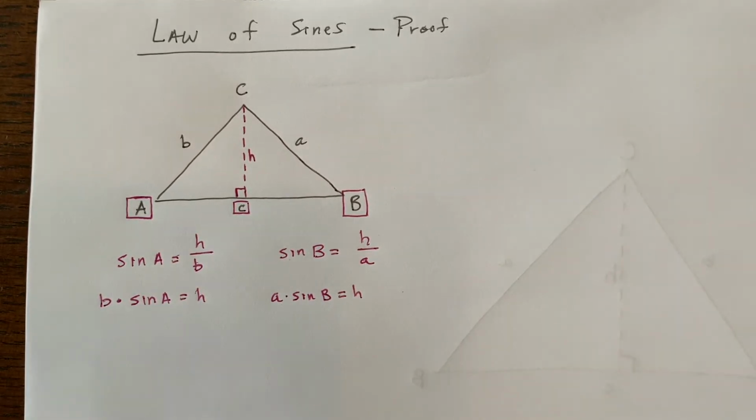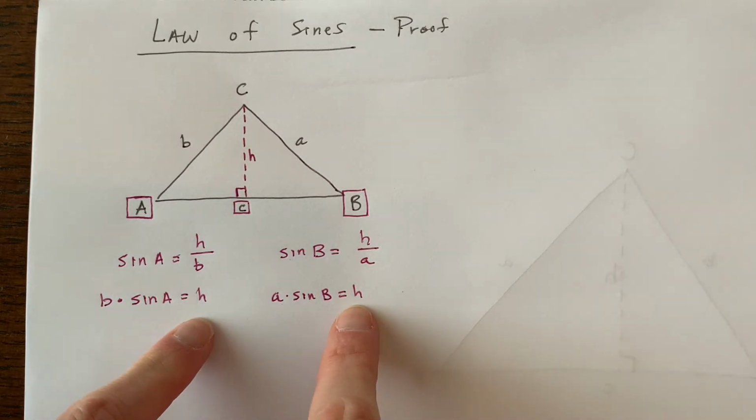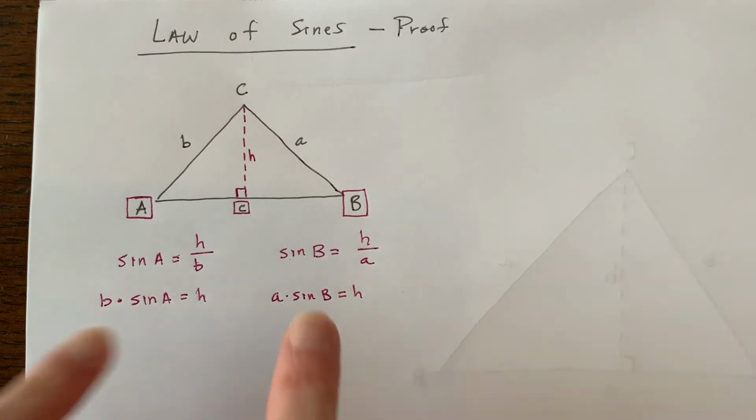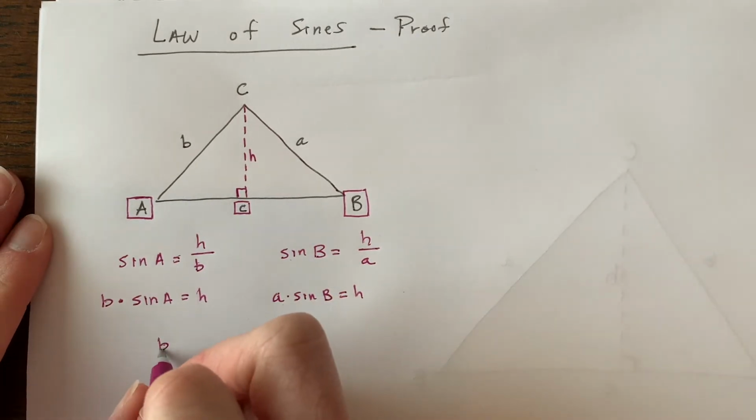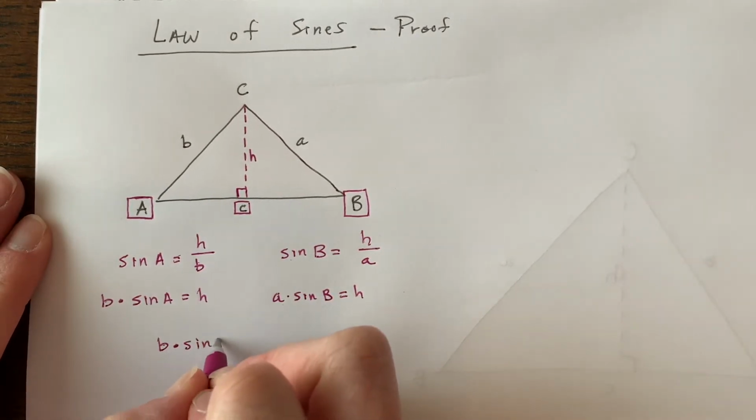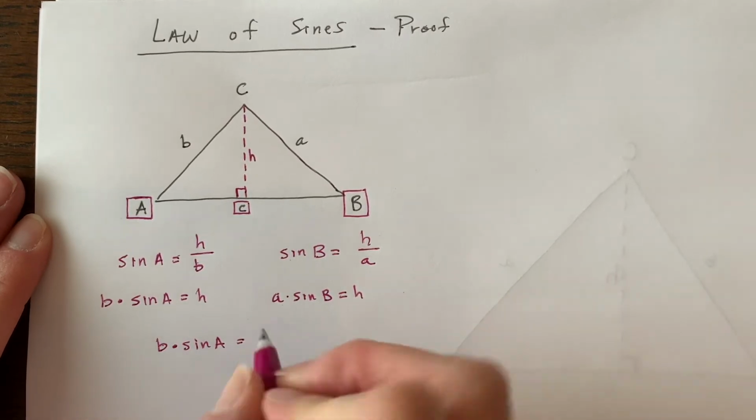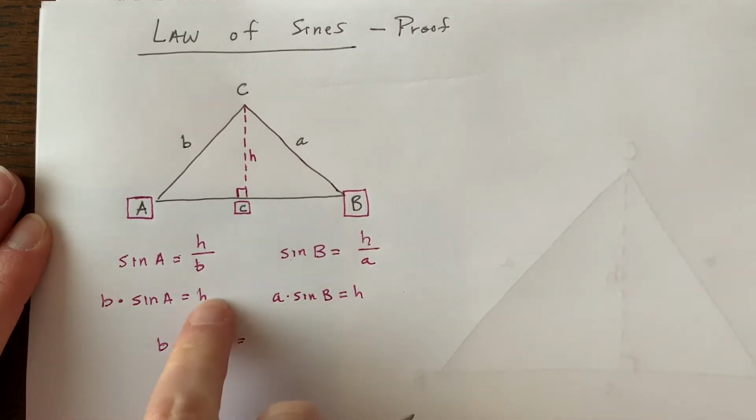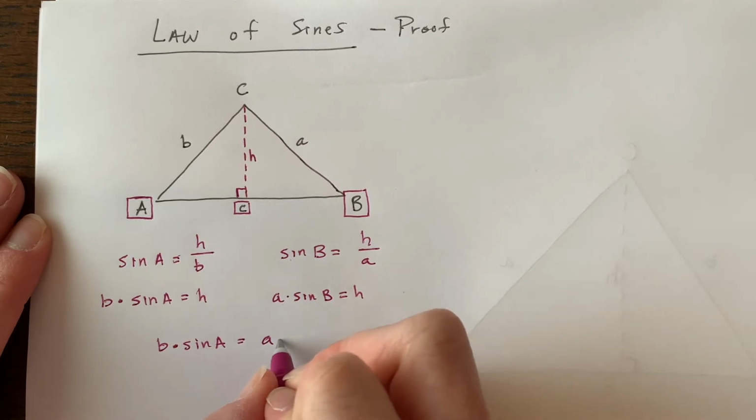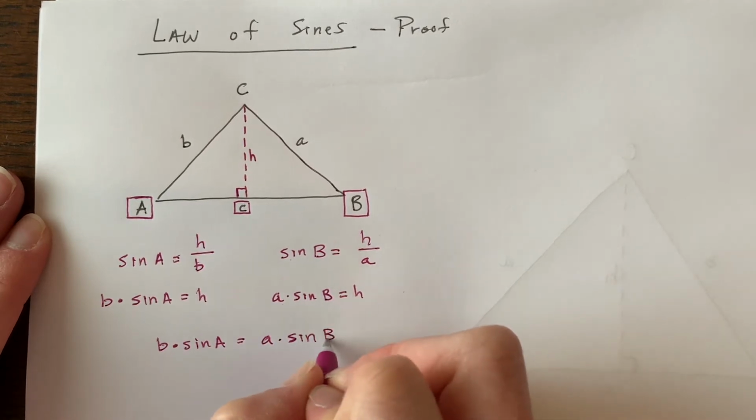So notice both of these equations are equal to h. So think about when we use substitution back in Algebra 1 and Algebra 2. If these both equal h, then these are equal to each other. So what I know is that b times the sine of A is equal to, I'm going to replace h with a times the sine of B because they're equal, so a times the sine of B.